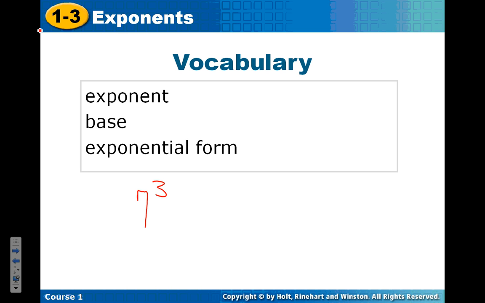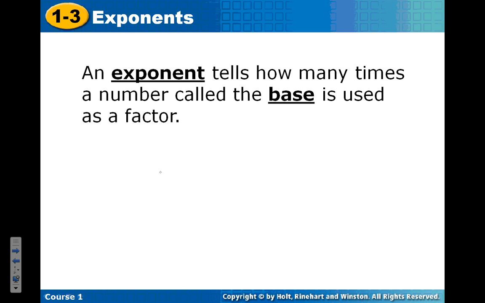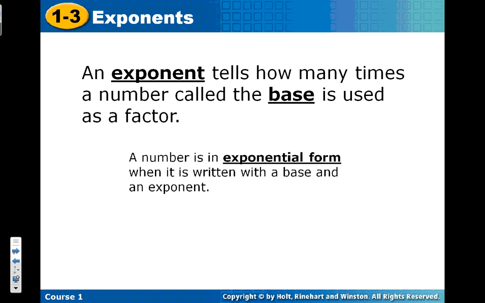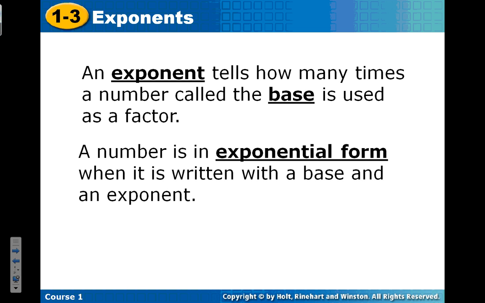Okay? This is a number that is in exponential form. When you see a number like this and a small little raised number next to it, that's exponential form. We have two parts of this. We have the base, which is 7, and we have the exponent, which is 3. An exponent tells how many times a number called the base is used as a factor. A number is in exponential form when it is written with a base and an exponent.